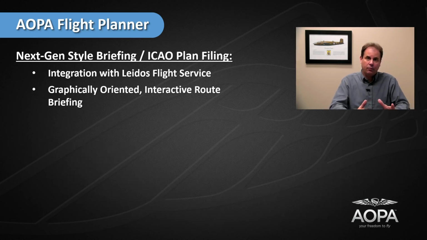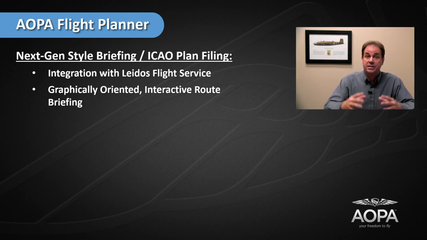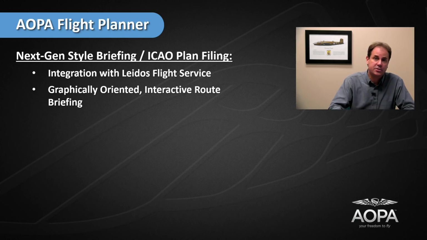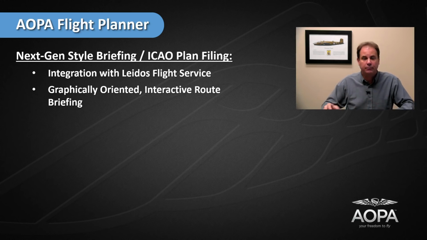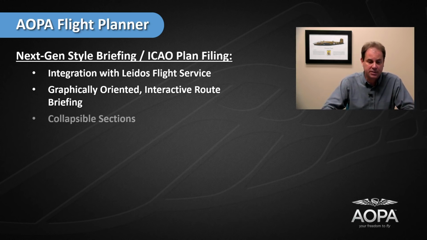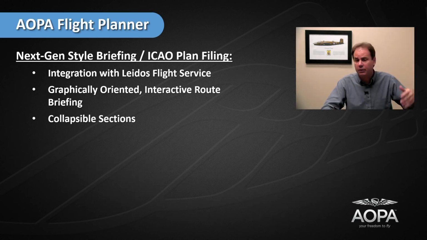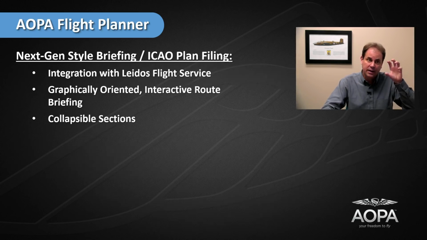But with Leidos, when we get into this next gen style, we get a lot more information back than we did from the legacy, the older style briefings. And that allows us to build a graphically oriented, sort of an interactive briefing for our route. This allows you to look at a chart and click on objects on the chart to navigate through the briefing. So it's pretty cool, and we'll demonstrate this here in a second. All the different sections, NOTAMs, adverse conditions, weather, forecast conditions, all of those are in collapsible sections that you can expand and collapse as you need.